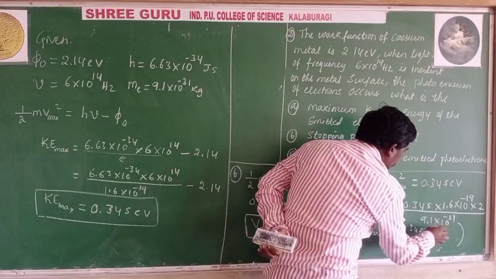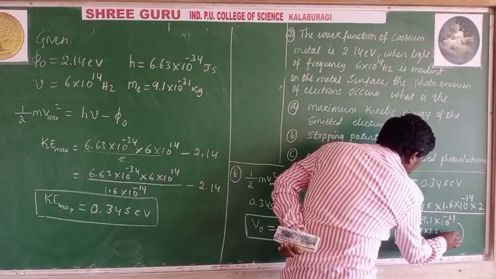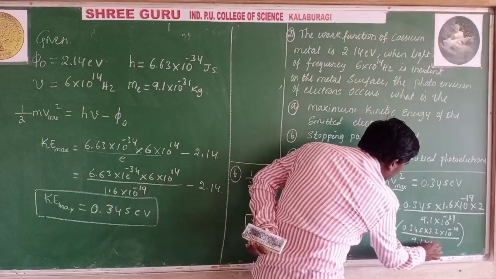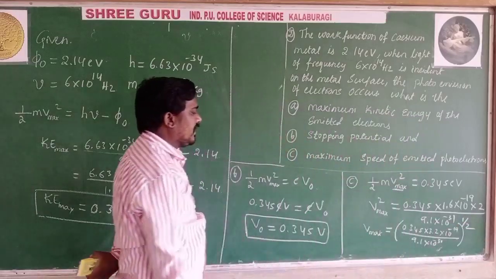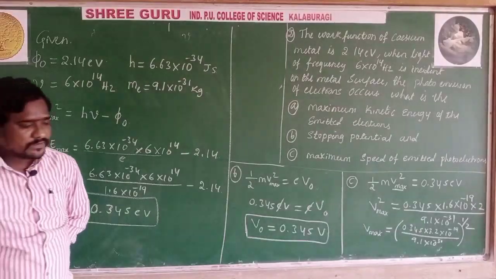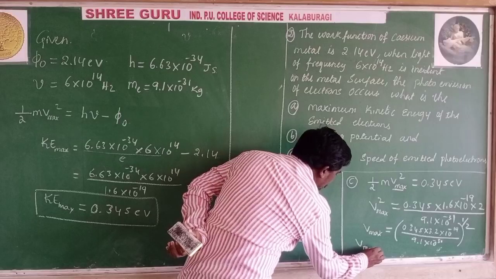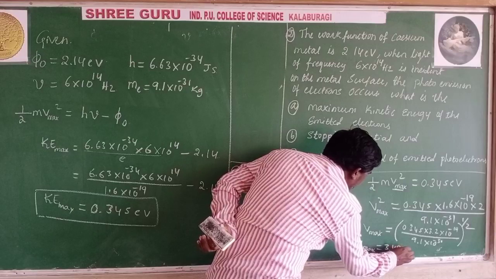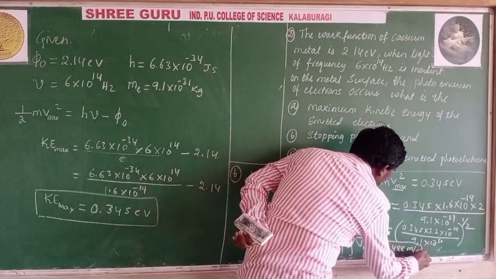0.345 into that is 3.2 into 10 raised to minus 19 divided by 9.1 into 10 raised to minus 31, whole to the power 1 by 2, the square root value. The final answer is 3.488 meter per second. Velocity maximum is equal to 3.488 meter per second. This is the final answer for that.